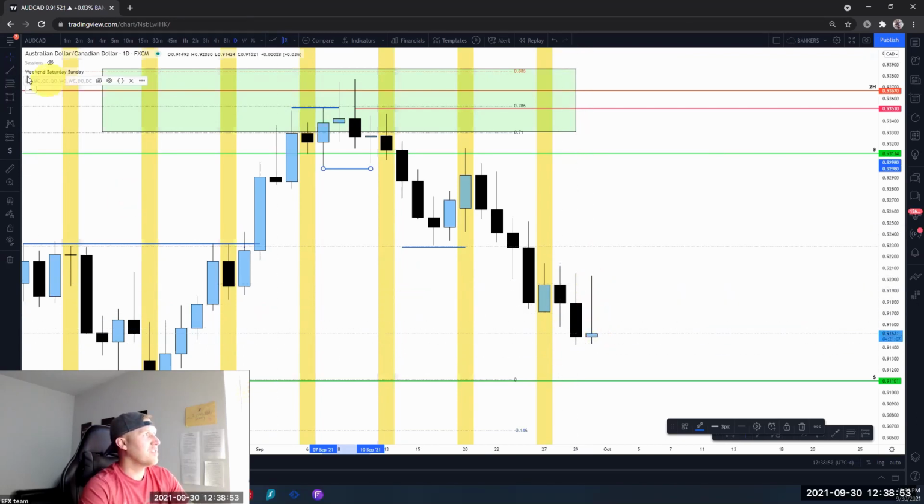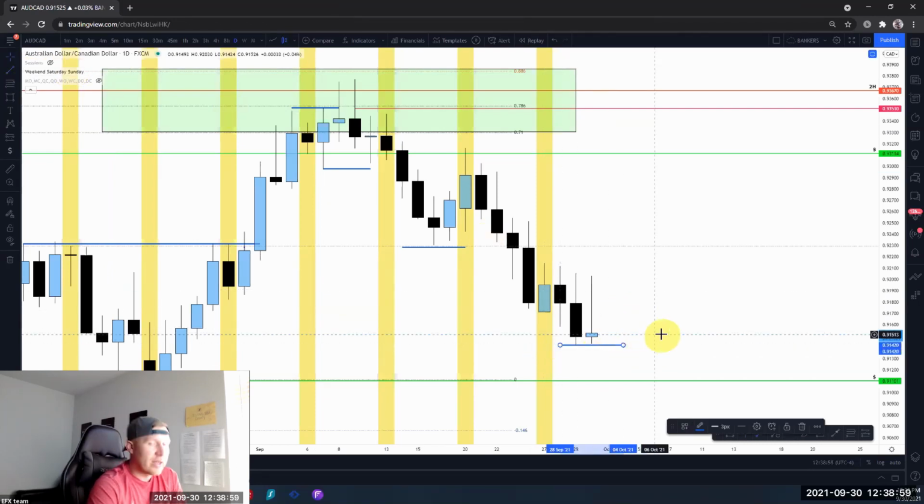Where do you think today's price action is going to end up, folks? Here's previous day low right here. Not quite there yet, but where do you think it's coming? It's coming for that previous day low.